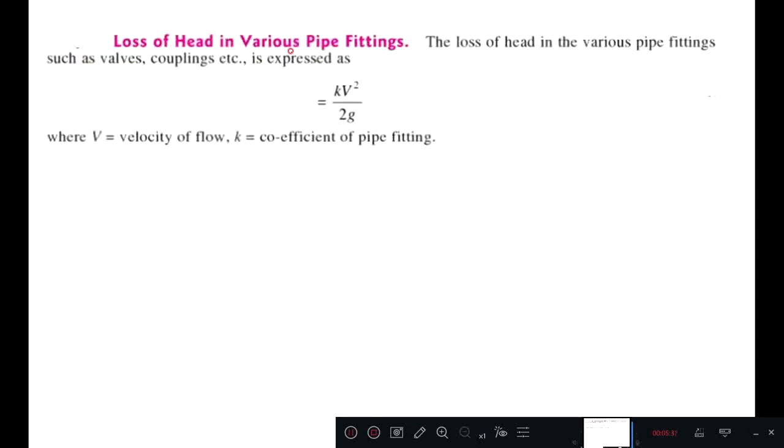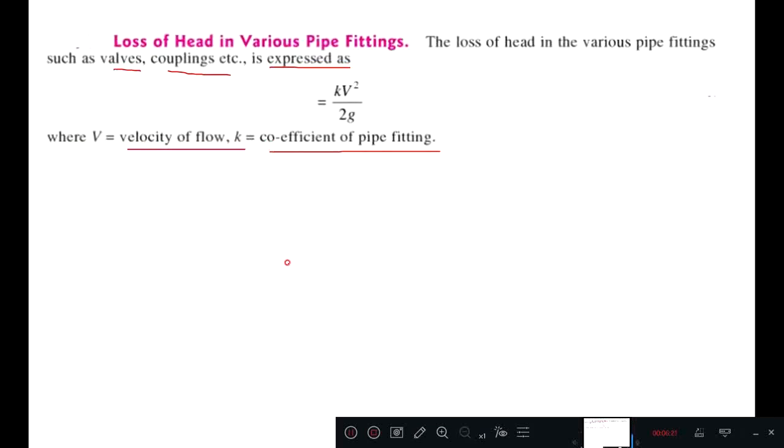Next is loss of head in various pipe fittings. The loss of head in various pipe fittings such as valves, couplings, etc., if provided in pipelines, can be expressed as K into V square by 2G, where K is the coefficient of pipe fittings and V is the velocity of flow. This value of K has to be calculated, and due to the various pipe fittings also minor energy losses will take place. So these are some minor energy losses which generally come across in pipelines.